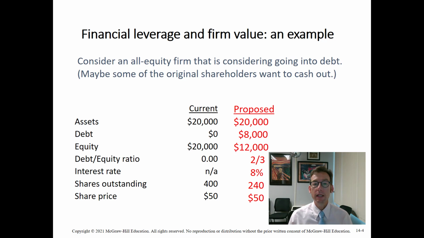Let's talk about financial leverage and firm value by working a very simple example. Consider an all-equity firm that is considering going into debt. Now, why would they do this? Well, maybe some of the original shareholders want to cash out, and the other shareholders don't have the money to buy them out and want to maintain their control of the firm. And so it makes sense for the firm to take on some debt to buy out those original shareholders.